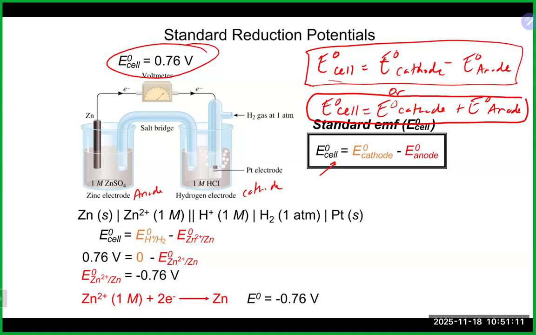As we will talk about what the difference is between these two, I would recommend that at some point you just choose one and stick with it so you don't mess up signs when you're doing it. But let's first talk about this cell here. Because the total cell voltage is 0.76, they can pop into here 0.76 volts is equal to 0, which is our cathode, minus E of our anode. And that will then give us that our zinc is going to equal minus 0.76 volts, which will give us our reduction potential here for our zinc.